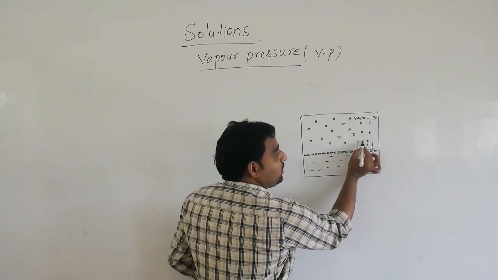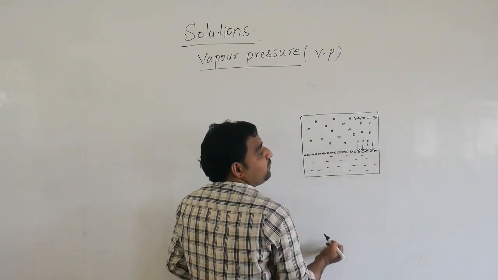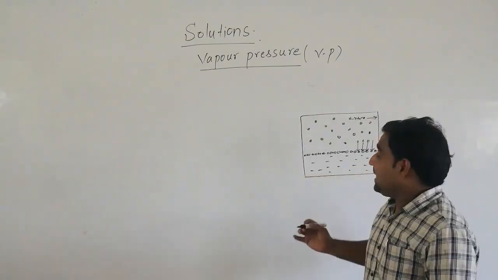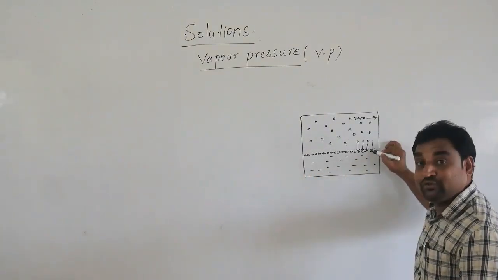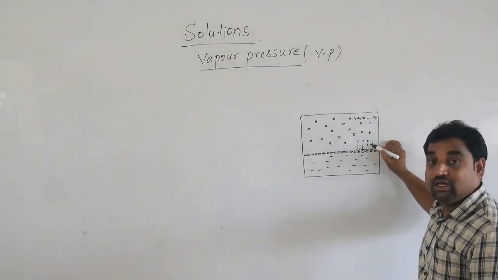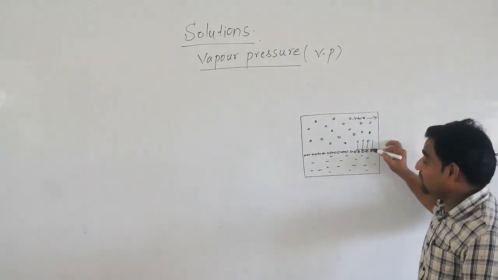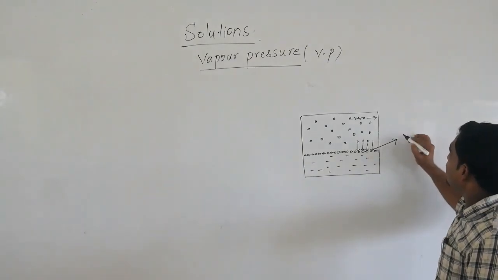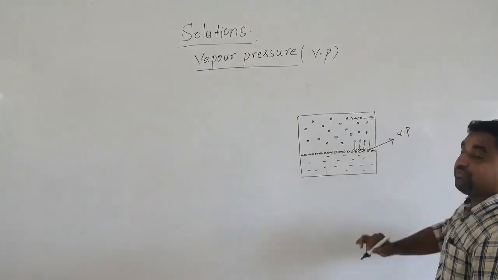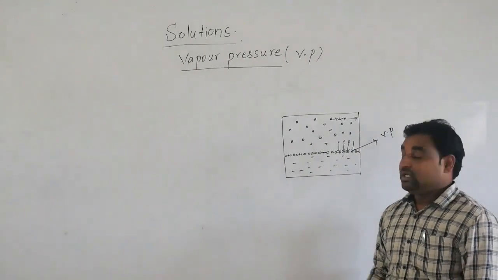When these vapor molecules strike the surface of the liquid, they exert a pressure on the surface of the liquid. This pressure is called the vapor pressure of the liquid. Hope you all understand this point.